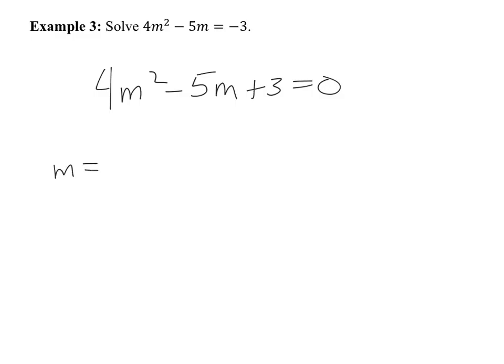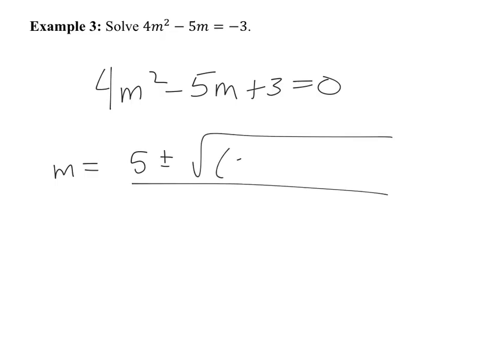m equals negative of negative 5, which is positive 5, plus or minus the square root of, remember that negative 5 is squared, so b squared is always going to be a positive quantity. If you don't want to put the negative here, I really don't care, but just recognize that this negative is being squared. This should be positive. Do not get a negative number there, please. b squared minus 4ac, all over 2a.